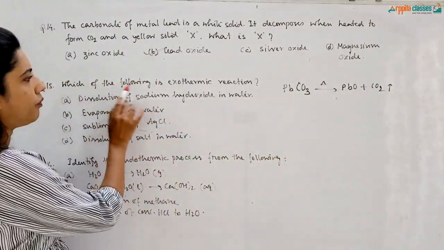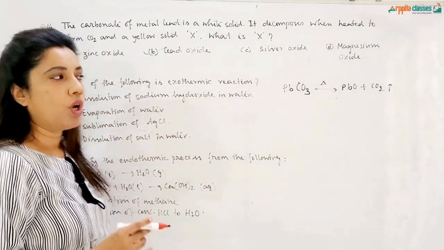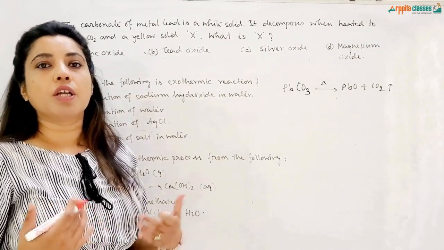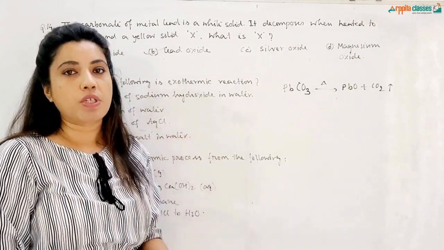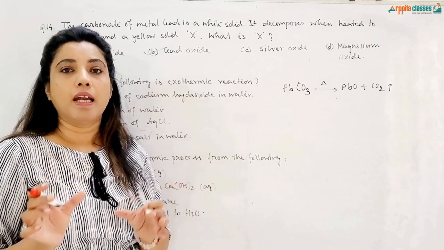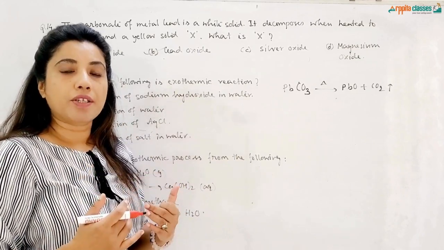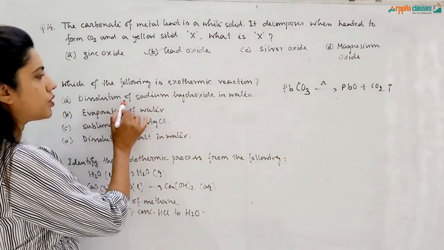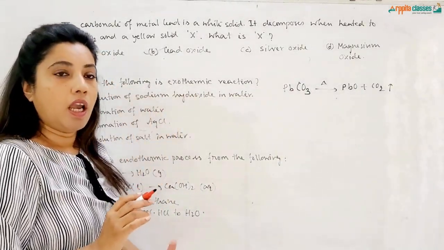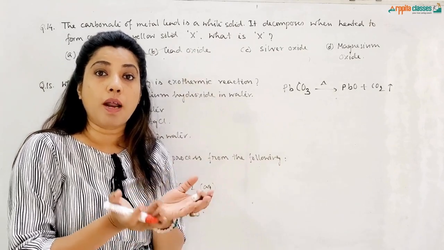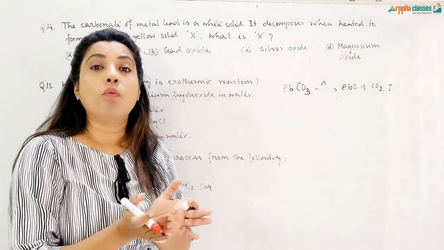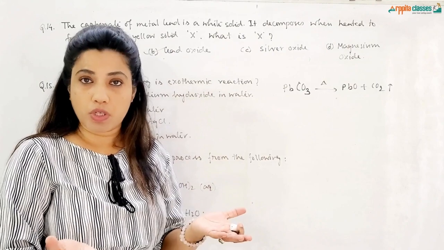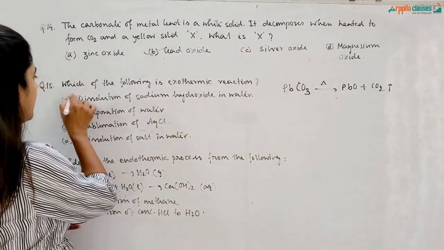Next question, which of the following is an exothermic reaction? We know that exothermic reactions are those which liberate heat outside. Exo means outside and thermic means heat. So the reactions which liberate heat are called exothermic reactions. Here, dissolution of sodium hydroxide in water. If you dissolve sodium hydroxide in water in a beaker, the beaker will become warm. That means it will liberate heat outside. So this is an exothermic reaction.